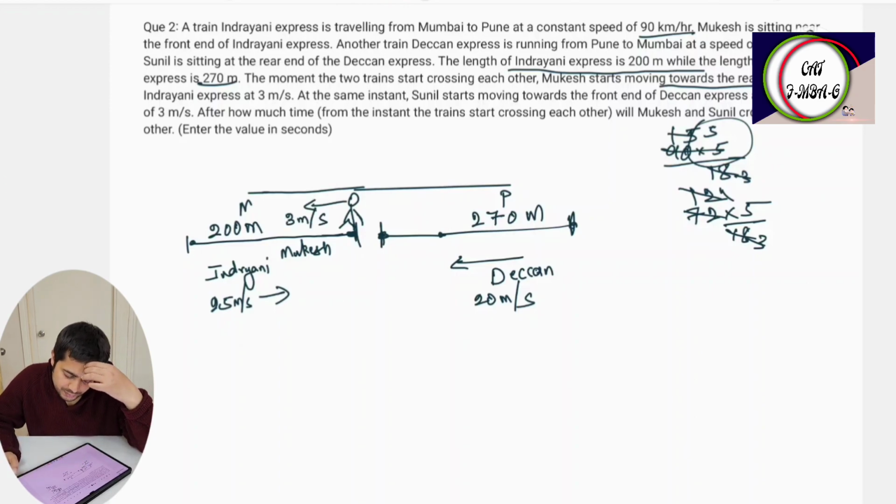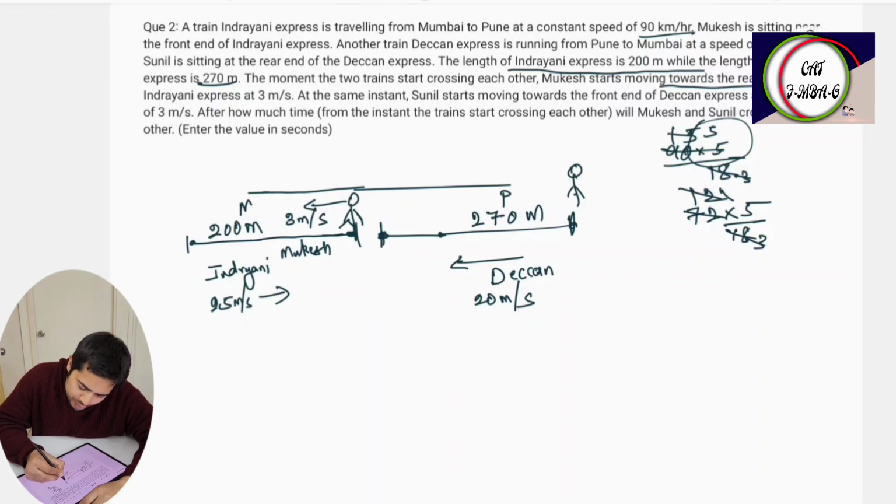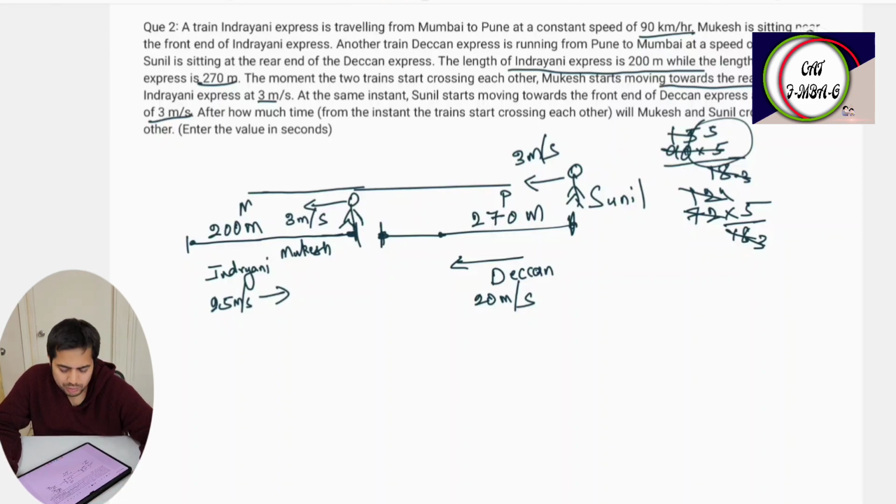At the same time, where is Sunil sitting? Sunil is sitting at the rear end of Deccan Express. Sunil starts moving toward the front end of Deccan Express at 3 meter per second. After how much time will Mukesh and Sunil cross each other?